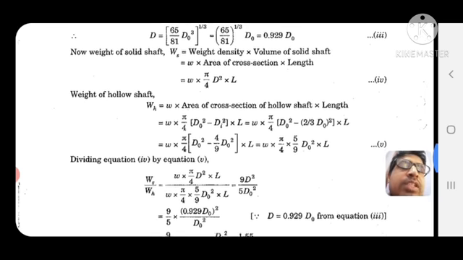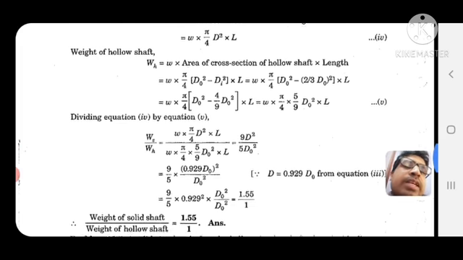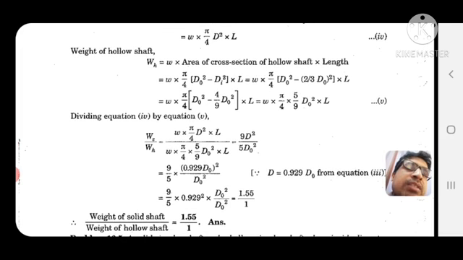Now weight of the solid shaft Ws, that is equal to weight density into volume of the solid shaft. So that is W into area of cross section into length. Okay, W into pi by 4 into d square multiplied by length L. Weight of the hollow shaft, that is equal to Wh, W into cross sectional area of the hollow shaft into length. W into pi by 4 (d0 square minus di square) into L.